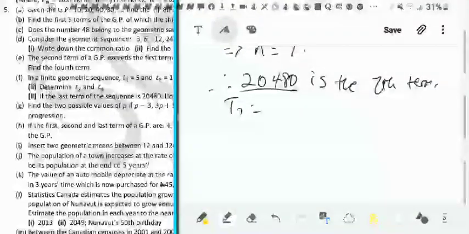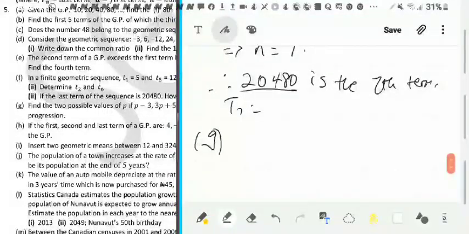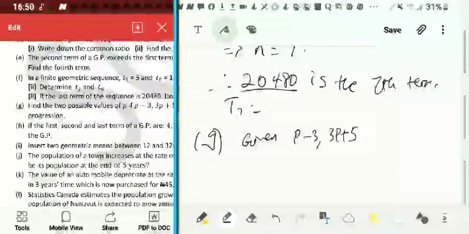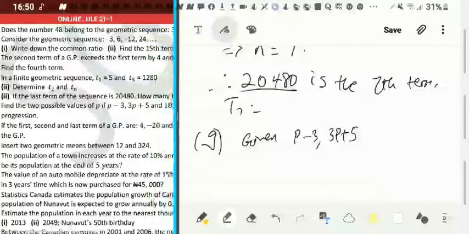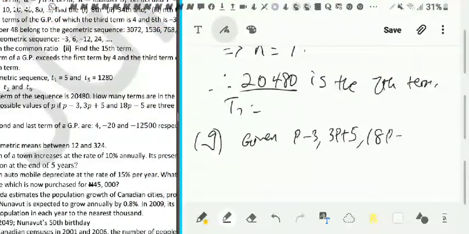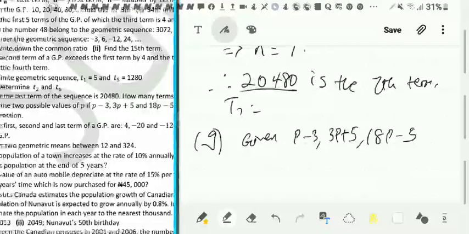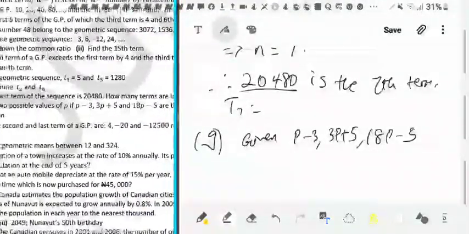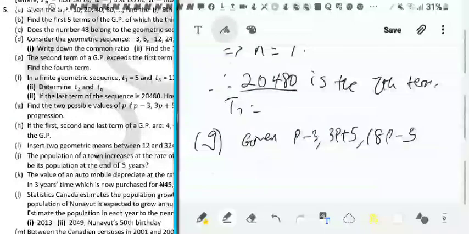G. Find the two possible values of P, given that P minus 3, 3P plus 5, and 18P minus 5 are three consecutive terms of a geometrical progression.